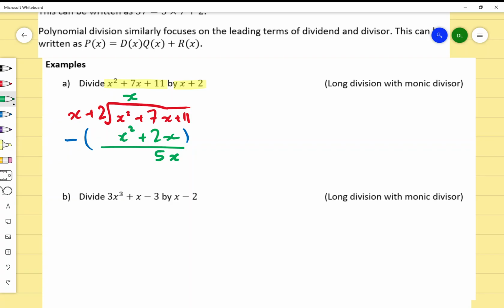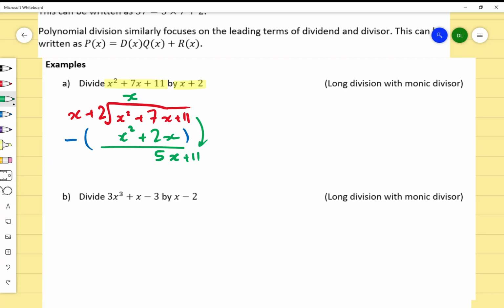I still have the plus 11. What do I do with that plus 11? In long division, I would just bring it down. So I'm going to write plus 11. So that's from over here. Can you guys see that off the back? Yep. So from there, same thing.